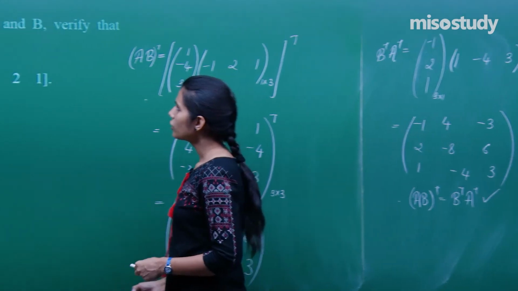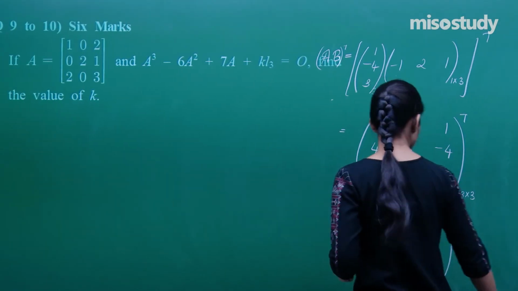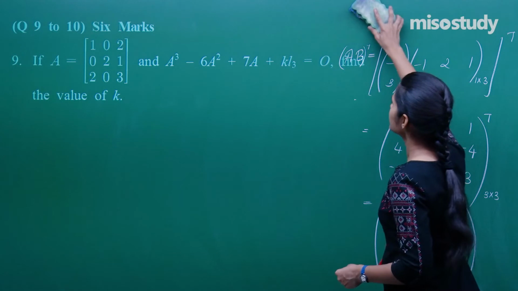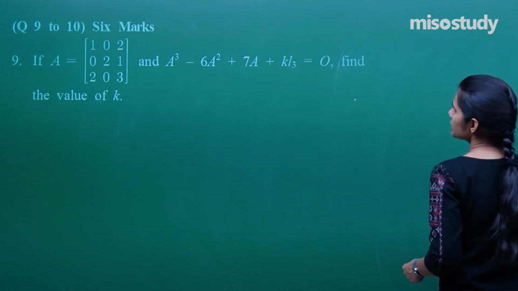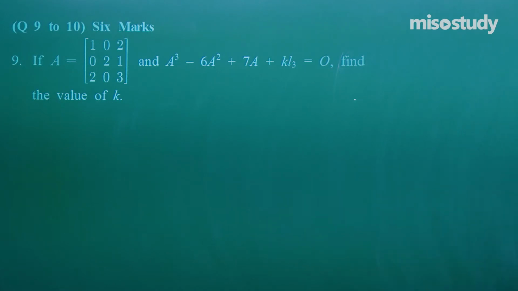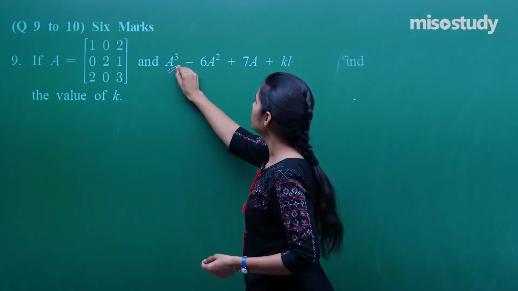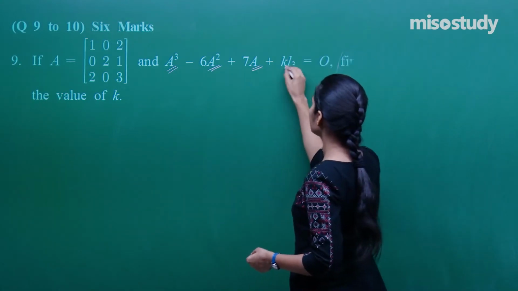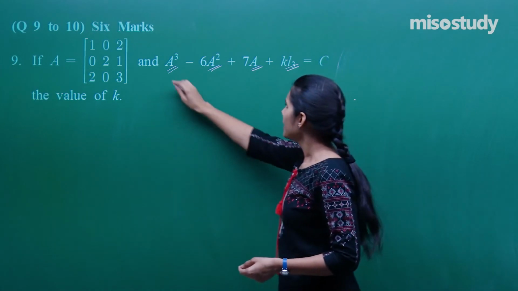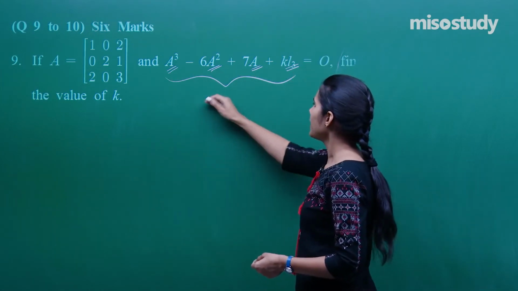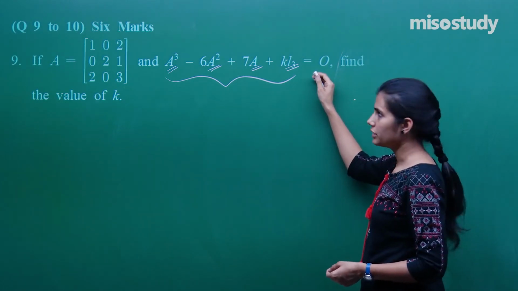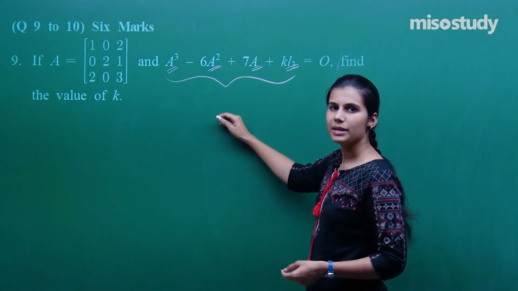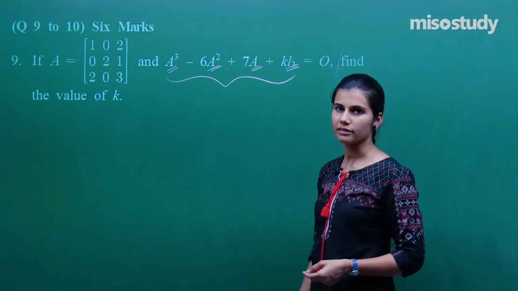Clear? Moving on to the next, we have A given to be this matrix, and it is given to you that A cube minus 6A square plus 7A plus K times identity matrix of order 3 is 0. Find the value of K. For this we need to compute A cube and A square. A's value is already given to me. Then I will compute this entire sum and evaluate one single matrix that I would equate with the null matrix of the same order, and therefore in this matrix I will have K unknown, which on equating I will find the value of.